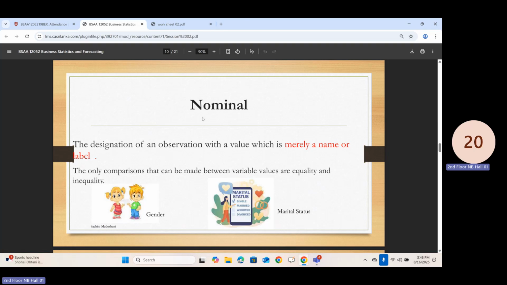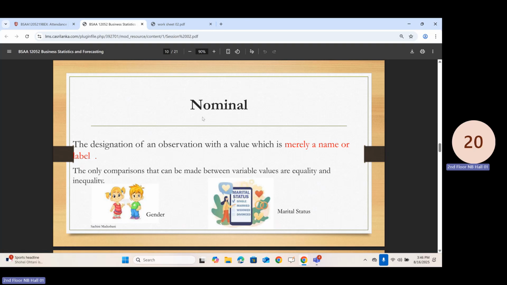Okay, then nominal scale variables can only be applied with equality and inequality. We can apply only the equal sign and the not equal sign. Male or not, female or not. It's clear? Other mathematical operations cannot be applied to a nominal scale variable. It's clear?